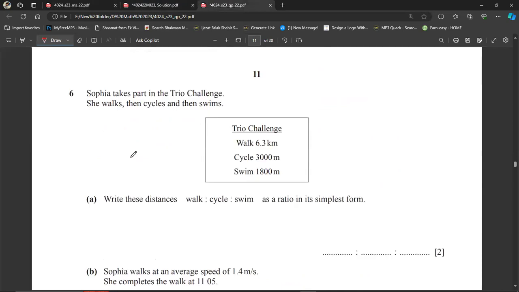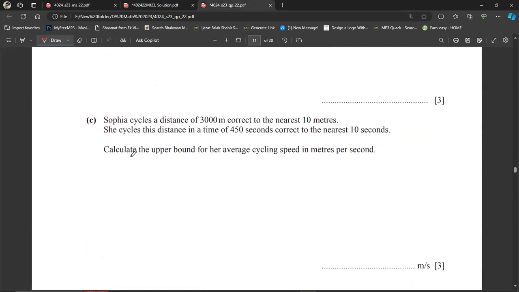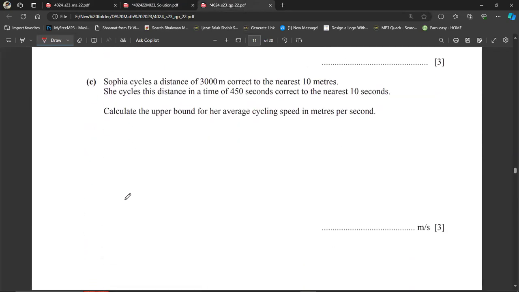Okay, so question number 6, and now we are on its C part. It says Sophia cycles a distance of 3,000 meters correct to the nearest 10 meters. Because this is correct to the nearest 10 meters, I will divide the 10 meters by 2. You will get 5 meters. If you add 5 meters to 3,000, you will get the upper bound. If you subtract 5 meters from 3,000 meters, you will get the lower bound.